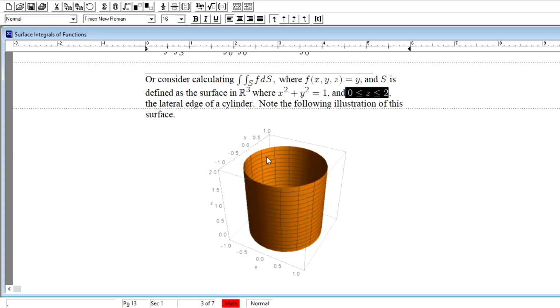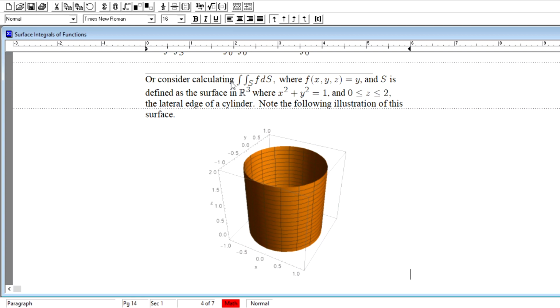What that is going to describe here for this surface is the lateral edge of this cylinder. This cylinder, whose cross-section in the xy plane is defined by the unit circle, a circle centered at the origin with a radius of 1, extrudes itself into the z-dimensional space, the third dimension, for values of z from 0 to 2. If we took that unit circle in the xy plane and extruded it through z from 0 to 2, it would form the lateral edge of this cylinder.